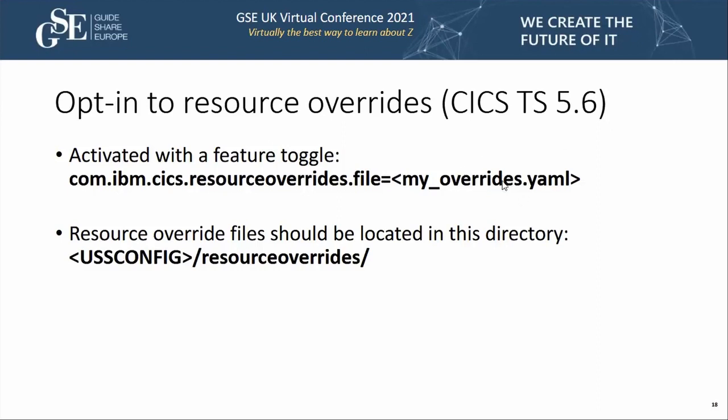The myoverrides.yaml file itself is located in the USS config directory, which is a set parameter for CICS that you should have set, and the resource overrides subdirectory within there dictates the location for the myoverrides YAML. So we'd expect to find myoverrides YAML within that location.